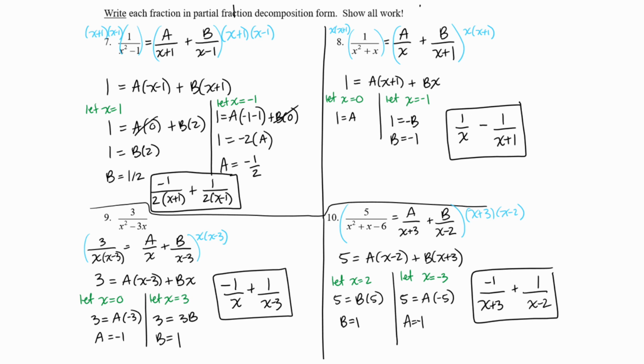You simplify the denominator, which is going to give you x plus 3 and x minus 2. Again, cross multiply, which gives you 5 equals a times (x minus 2) plus b times (x plus 3). If you equate x minus 2 to 0, you get x equals 2. And when you equate x plus 3 to 0, you get negative 3. So you have 5 equals 5b, so b equals 1, and then 5 equals a times negative 5, where a equals negative 1. Substituting these back into the original equation, that gives you negative 1 over x plus 3 plus 1 over x minus 2.